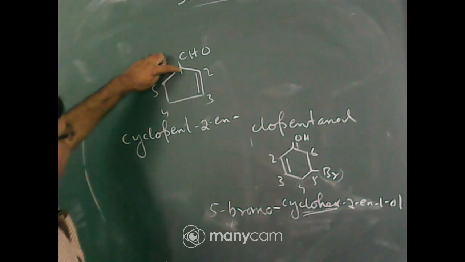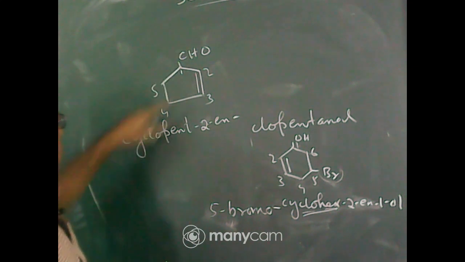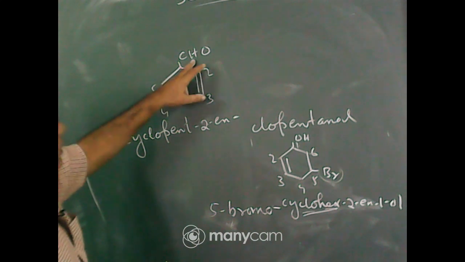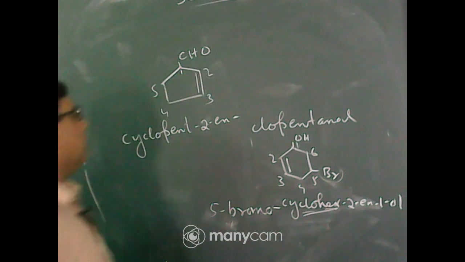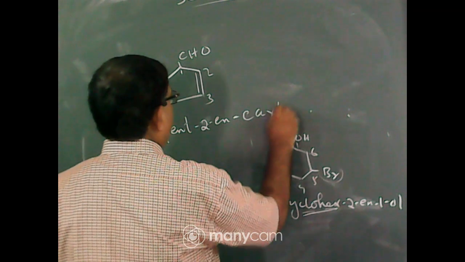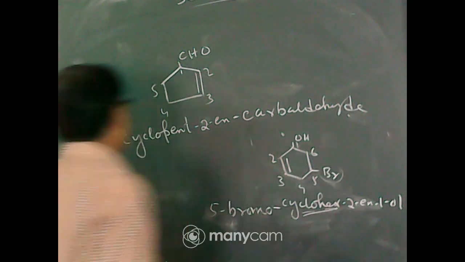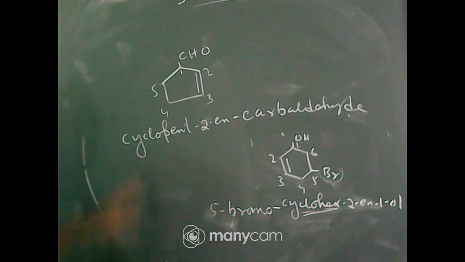Here 1 carbon is present at position 1. So this is 1 carbon, this is another carbon. So you don't count this carbon in that cyclic ring. So this is not al, but this is called carbaldehyde. So 2 ene carbaldehyde. You have to count this carbon atom. Cyclopent 2 ene carbaldehyde, cyclopent 2 ene carbaldehyde.